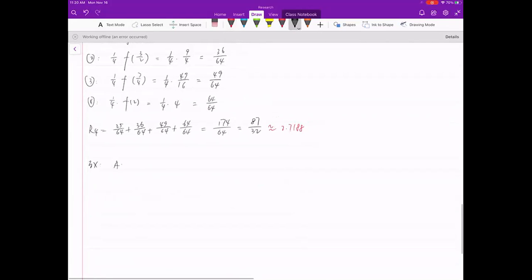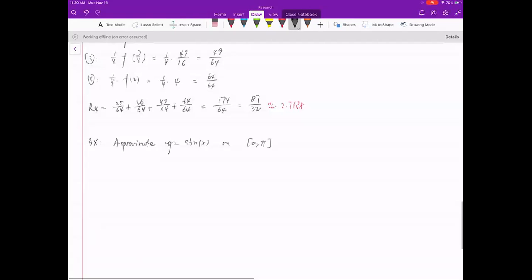Approximate y equals sine x on 0 to pi using 3 rectangles. Actually, let's use 6 rectangles. 3 rectangles, doesn't matter. And the left point formula.